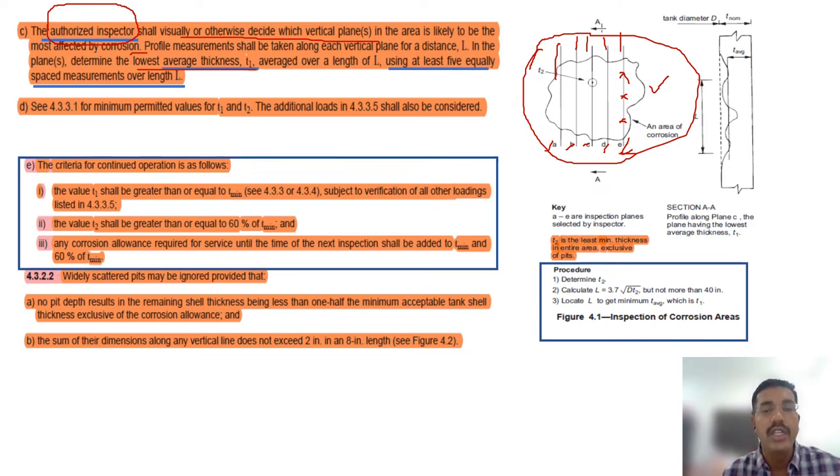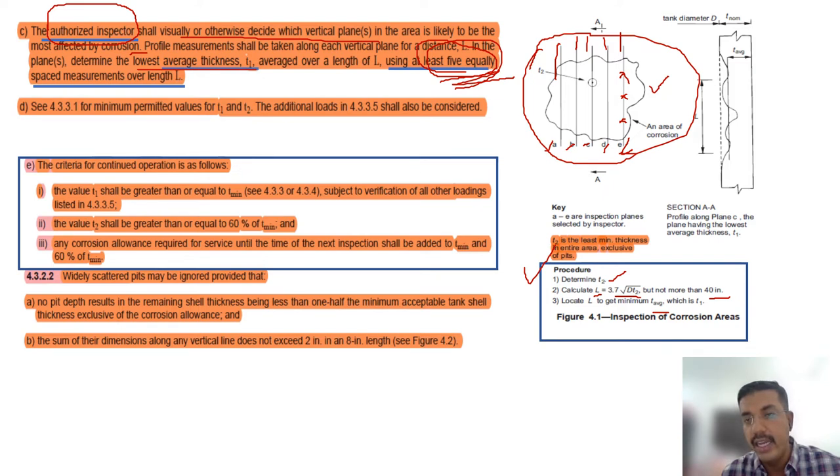So, using the list, this is important: at least 5 equally spaced measurements. This comes one time in the closed book: how many equally spaced measurements over the length L you have to do. Here the procedure is written. Determine T2, the minimum value. Then calculate the critical length. Critical length is 3.7 root over D times T2, but not more than 40 inch, which we read last time. Then locate L to get the T average, then find the L, make the critical length area.